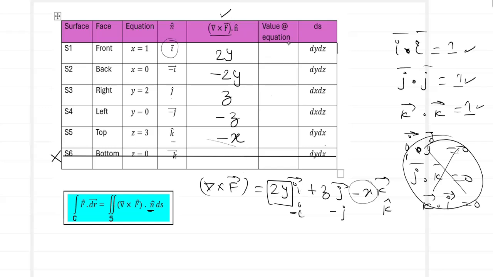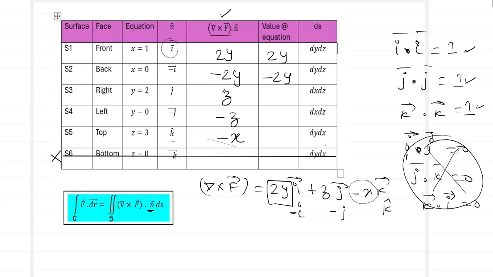What is the next stage? I'll have to find the value of these at the equation of each plane. Do you have any x here for substitution? No. So the value remains 2y. Do we have any x equal to 0 for substitution? No. So the value remains as such. y equals 2 is the plane.